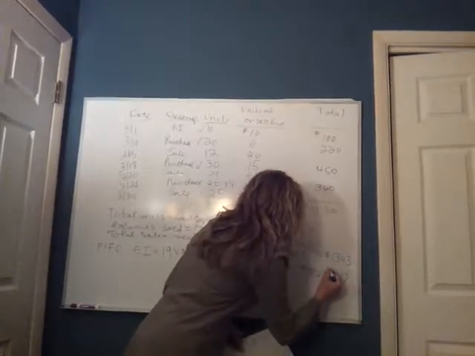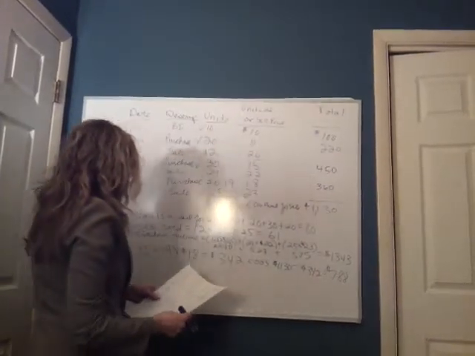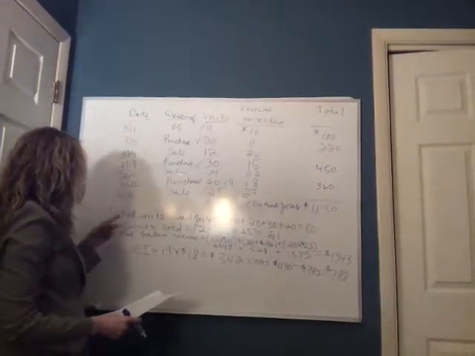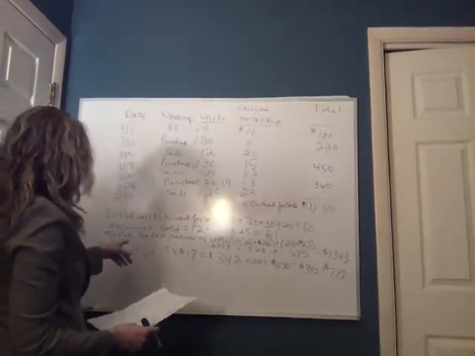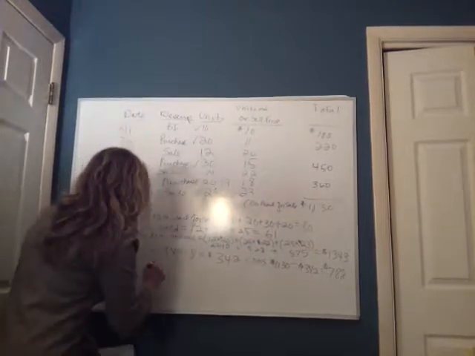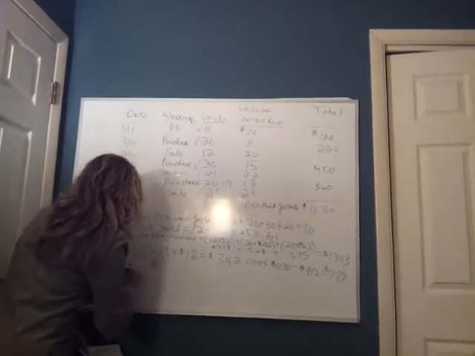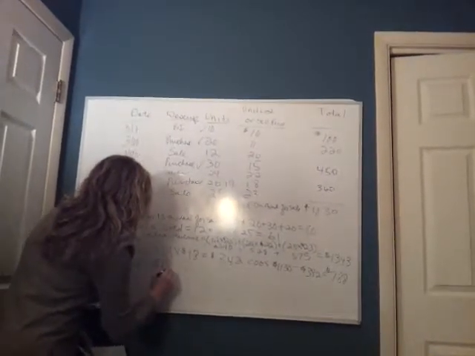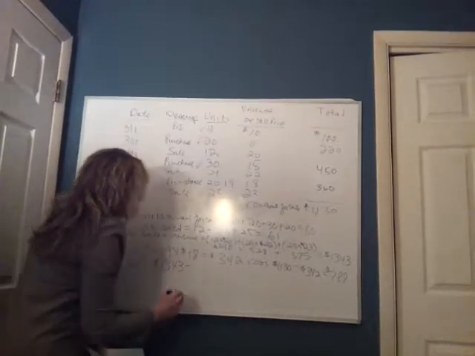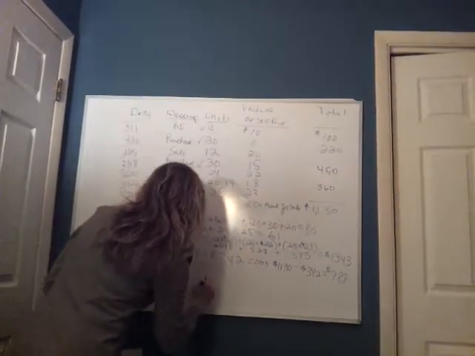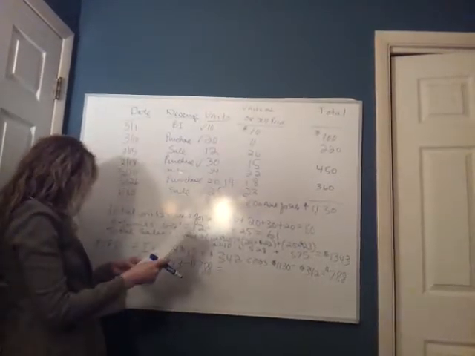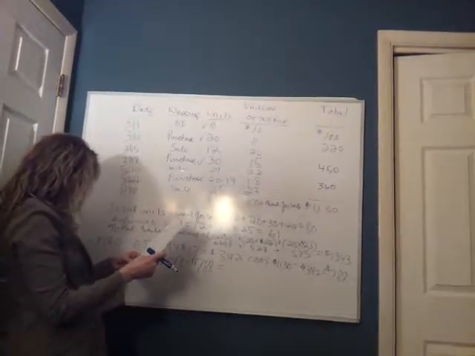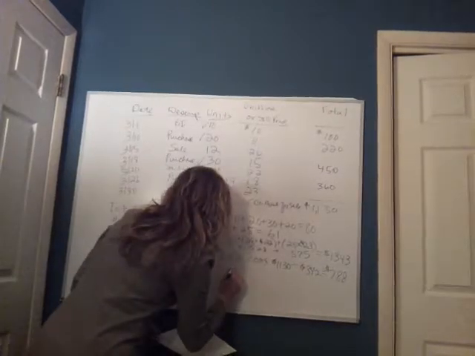The next thing we have to do is determine our gross profit. Our gross profit is our sales revenue minus our cost of goods sold. So our sales revenue is $1,343. Cost of goods sold is $788. And that will leave us with $555.